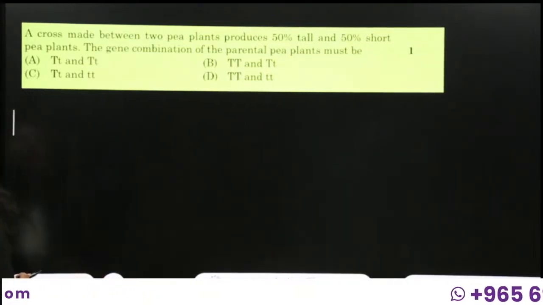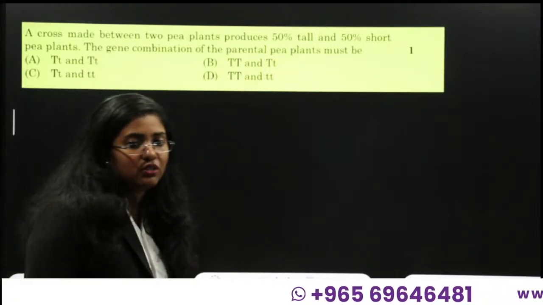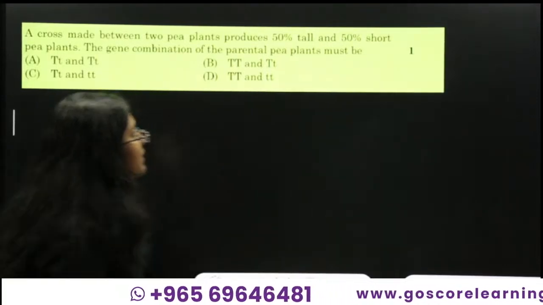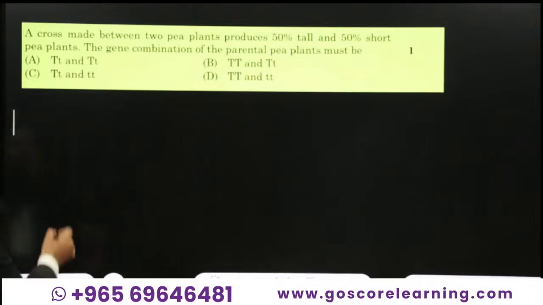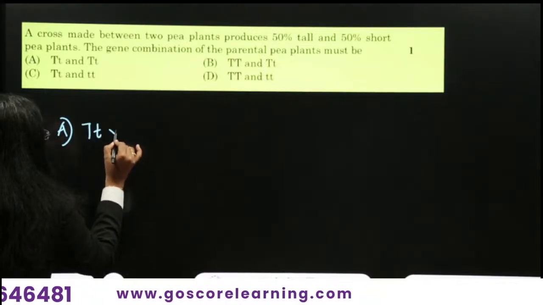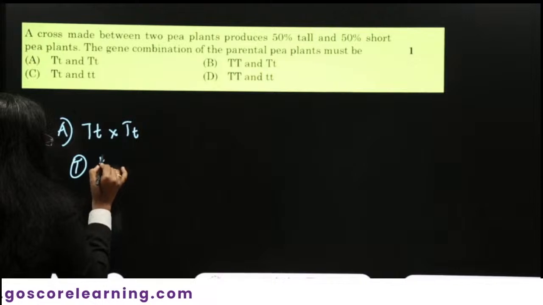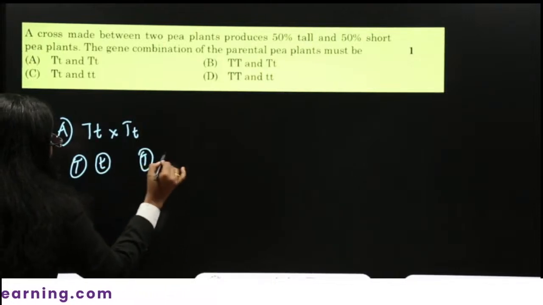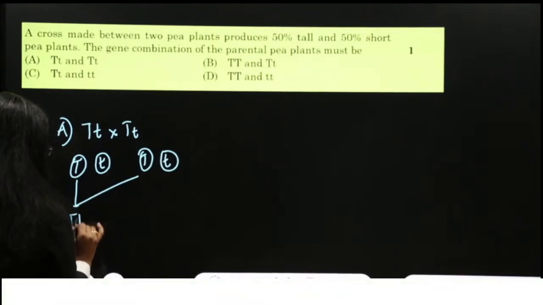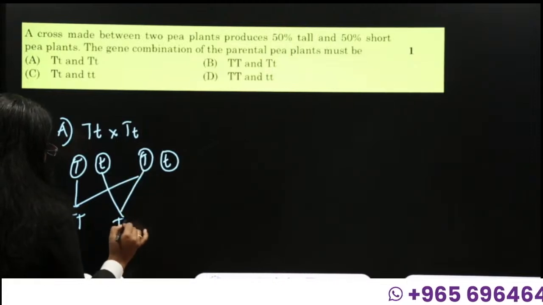Then, the gene combination of the parental pea plants must be what? What is the gene combination of the parental plant? Read the question and we can solve this. Let's check with the options. What is the first option? Capital T, small t, crossed with capital T, small t. So what will the gametes be? Capital T is one gamete, small t is one gamete, capital T is another gamete, small t is another gamete. So the possibilities are capital T capital T, then capital T small t.